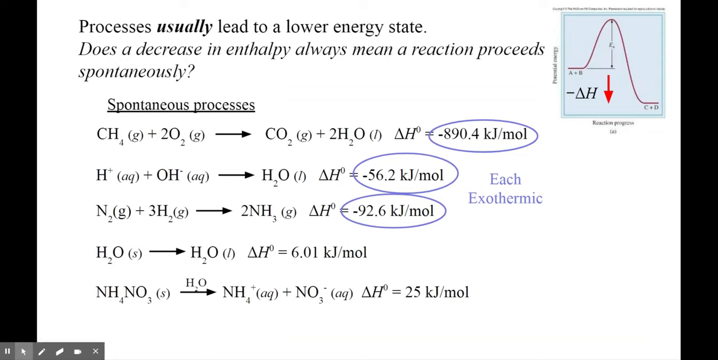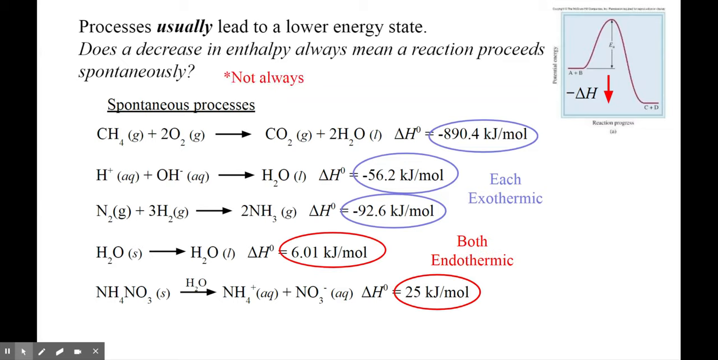Ammonium nitrate. Last semester, we dissolved some in water and the water got cold. This is the stuff used in instant ice packs. So that dissolution of ammonium nitrate is endothermic. So both of those have to absorb energy. And so just because it's exothermic doesn't necessarily mean it will always be spontaneous, or it doesn't have to be.